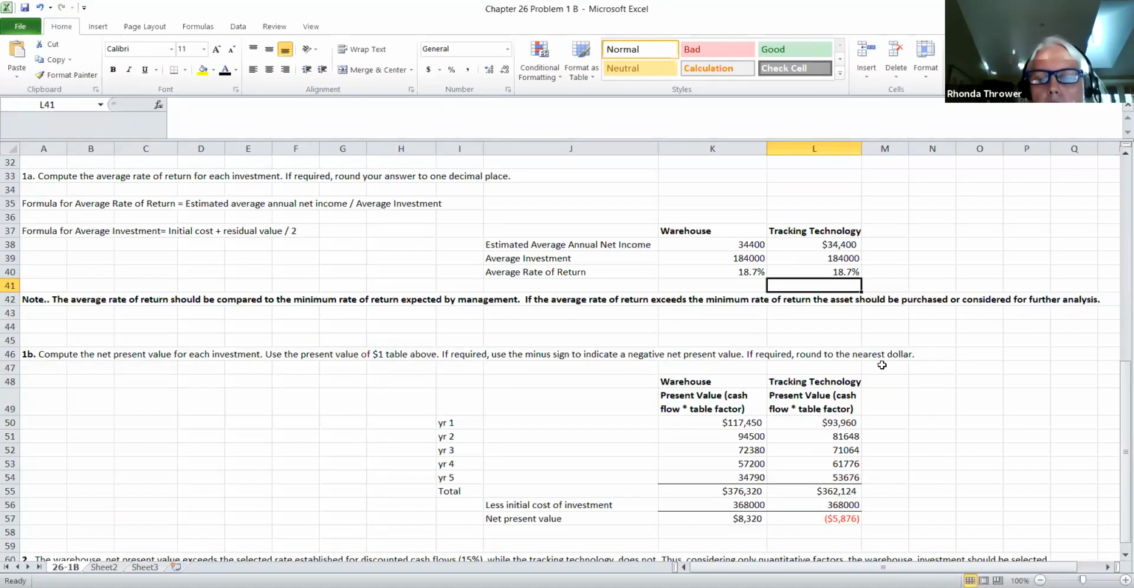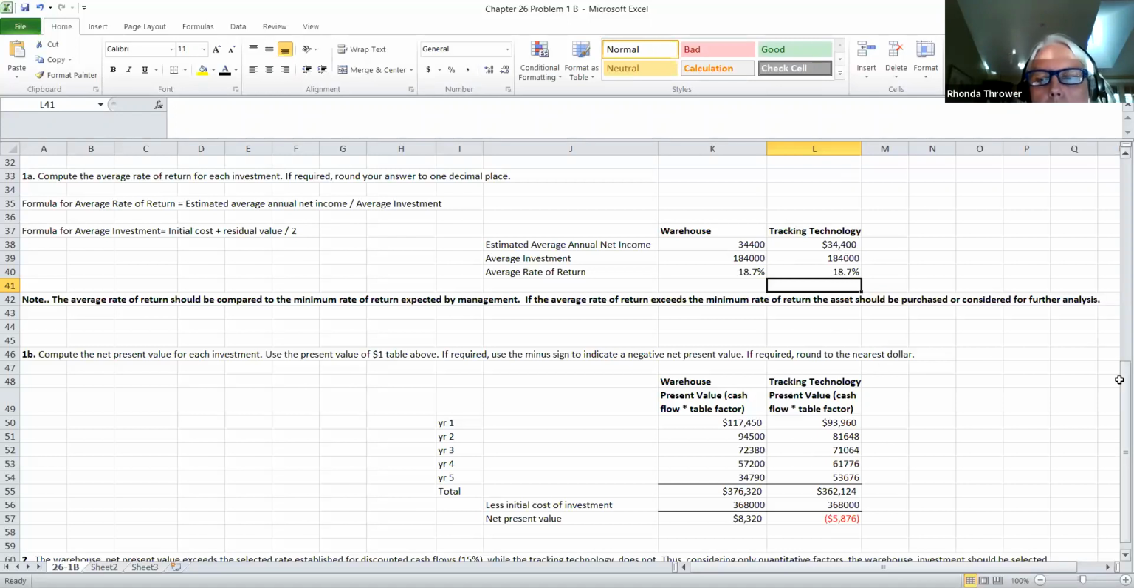A lot of times there won't be, but in this particular problem, there did end up being a negative net present value. So in Cengage, if it comes up negative, make sure you put a minus sign in front of it.